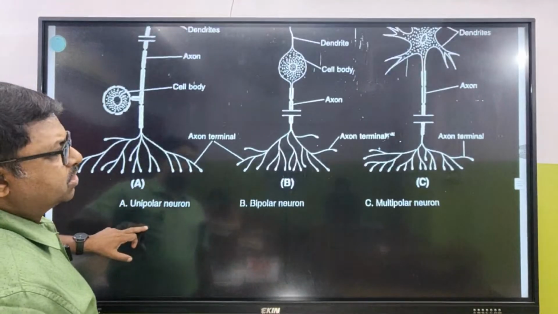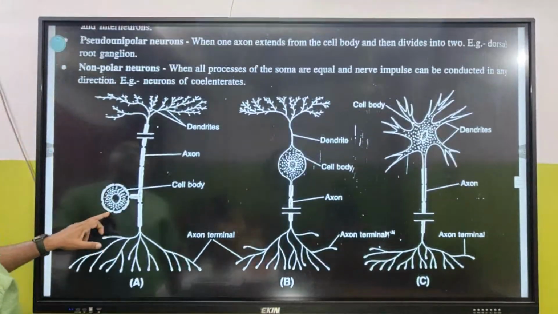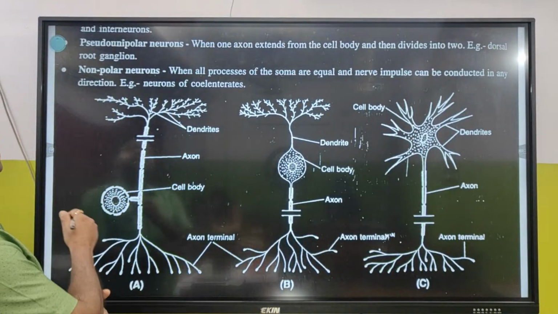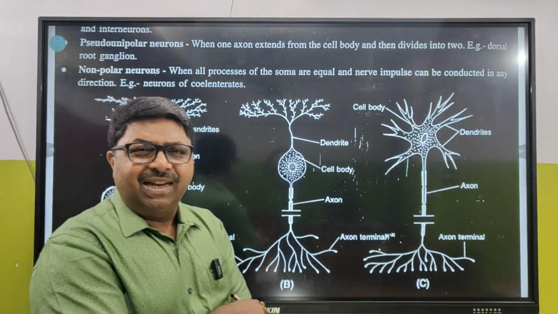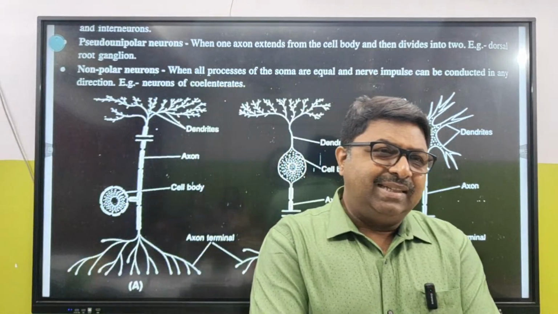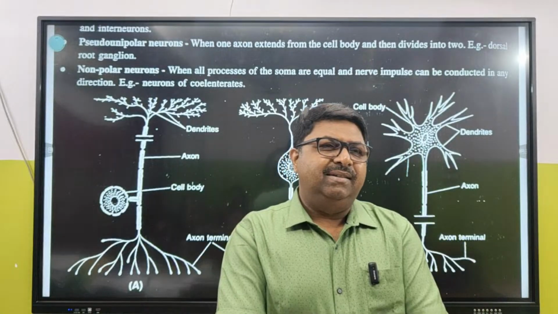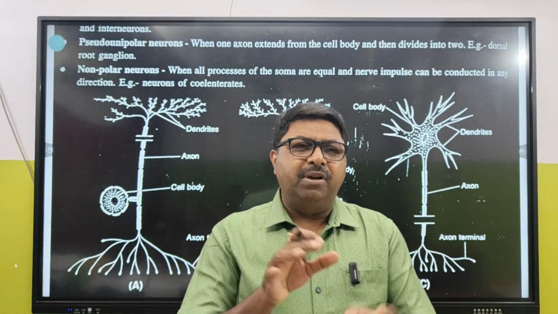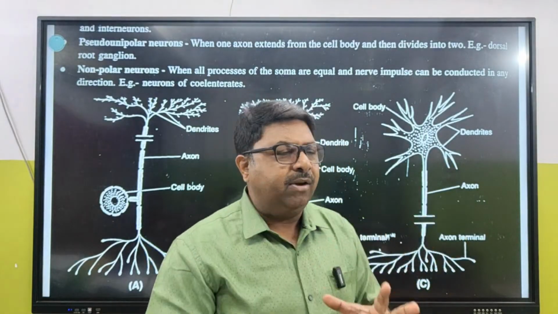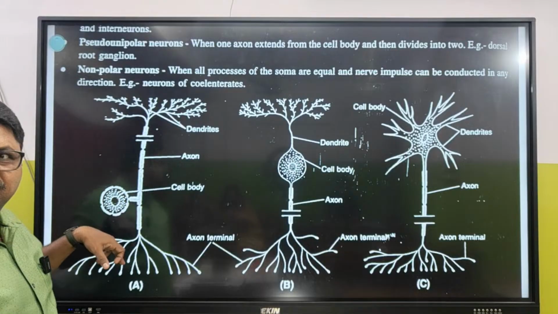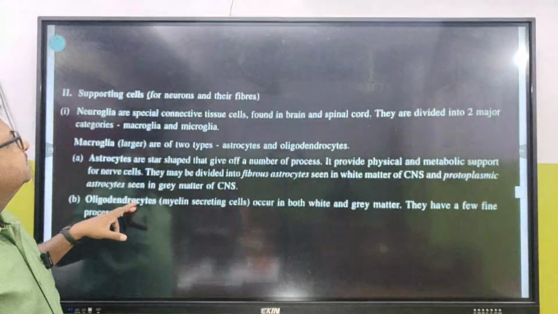Pseudo is not there. Okay? And then non-polar, when all processes of the soma are equal and nerve impulses can be conducted in any direction. Neurons of coelenterates. Remember, in neurons of coelenterates, they have got nerve net. Think about Hydra. They have got nerve net. So what kind of? They are non-polar neurons. Clear?